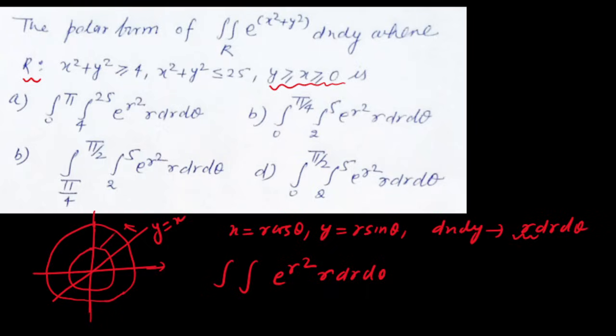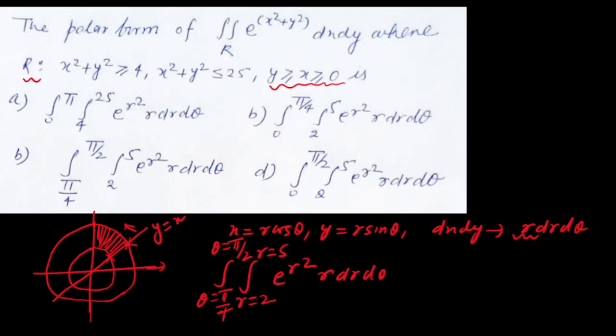To decide the limits, we take strips which always start at the inner circle and go up to the outer circle, moving in the increasing direction of theta. So the limit of r: at this point the value of r is equal to 2, so I take r equals 2 and go up to this point at which the value of r is equal to 5. The line y equals x is inclined at an angle of 45 degrees, or pi by 4. So theta starts at pi by 4, and we go up to the y axis, so theta becomes pi by 2, right?